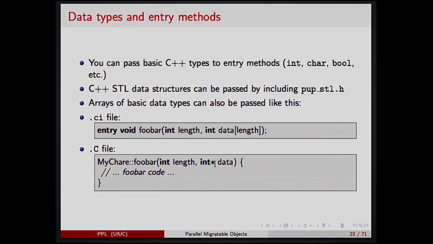So in your declaration, you're going to say foobar is a method which has length as a parameter, and data as an array of ints. When I call you, it's going to just be a pointer, but I'm telling you here that the size of that array is length. It could be length squared, it could be length plus 5. Any expression involving other parameters, variables, constants, and so on is allowed for the size of the data being sent.